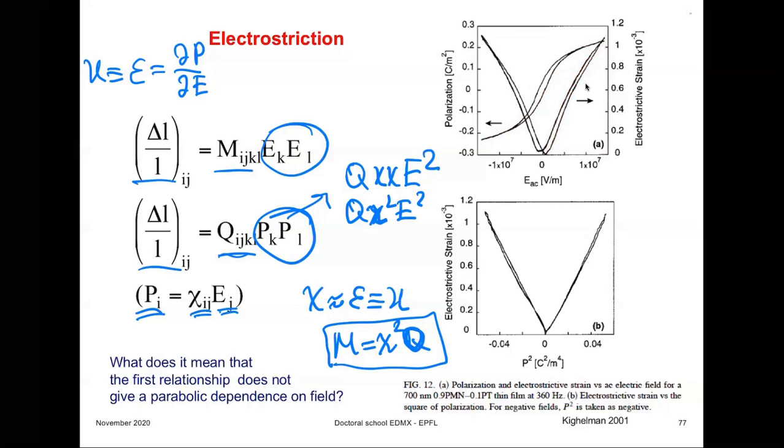While for the Q coefficient, the slope here is the Q coefficient, we have almost straight lines. Actually, it starts bending a little bit. There are some other contributions to this electrostrictive coefficient.